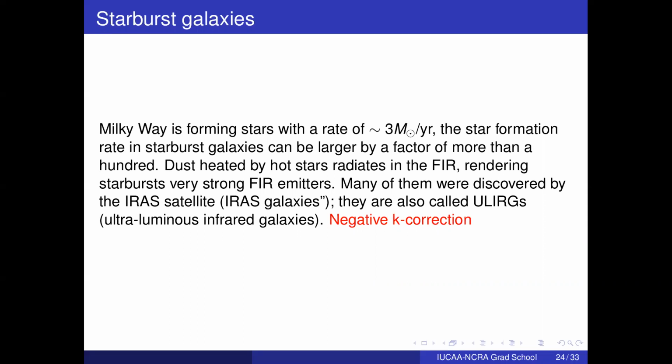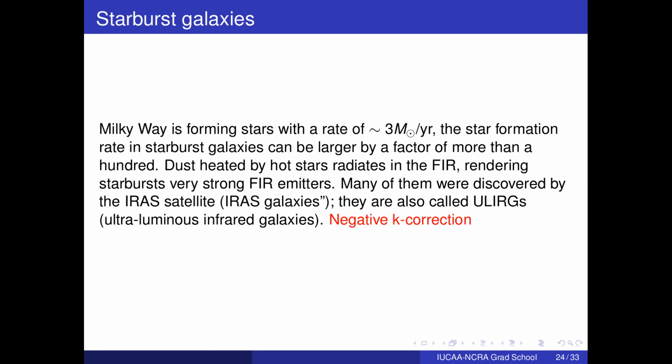So the dust heated by these hot stars radiates in the far infrared, rendering these starburst galaxies very strong far infrared emitters. So we launched a far infrared telescope in the 1980s, which was called IRAS, Space Telescope, and that discovered a lot of far infrared luminous galaxies. These were distant galaxies, but they were still bright in the far infrared because they were vigorously star forming and dusty.